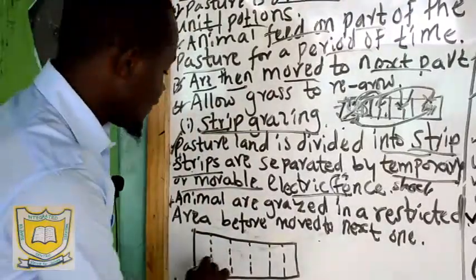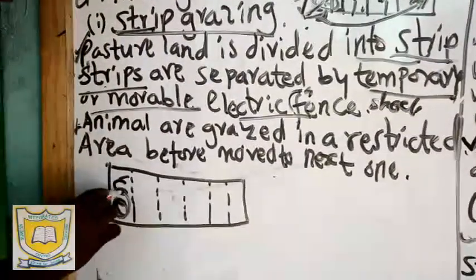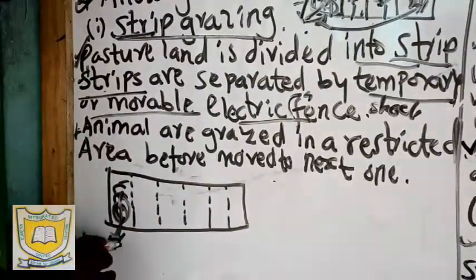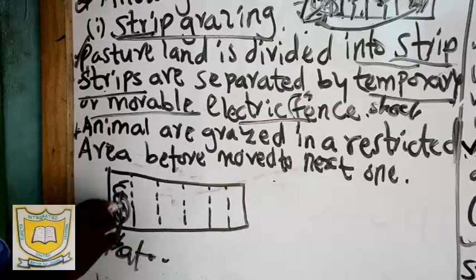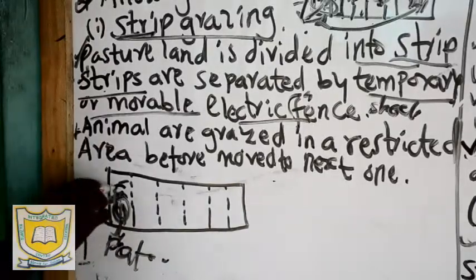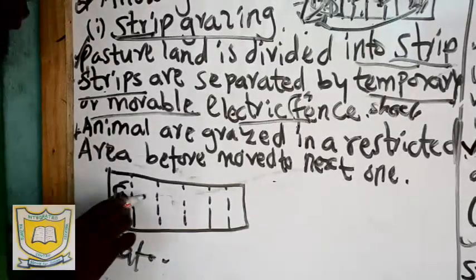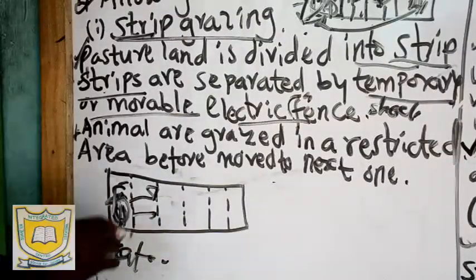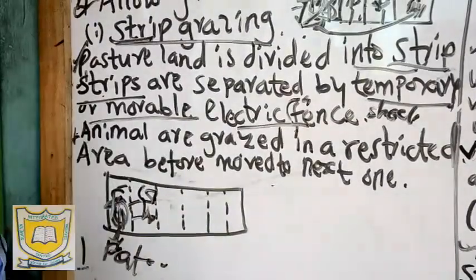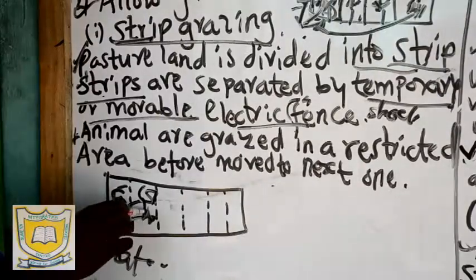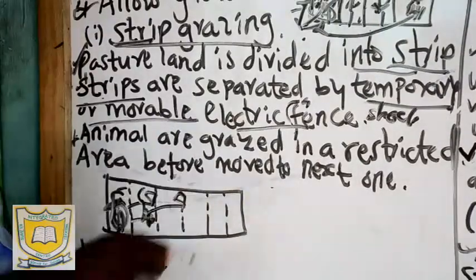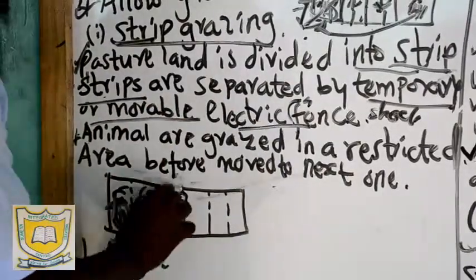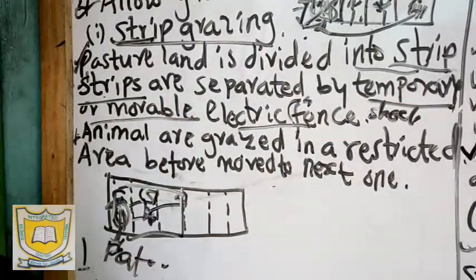So if we have restricted this animal to feed at this area here, we have to ensure that the animal feeds on this pasture until it ends. If it finishes this grass here, now we can move the electric fence to another area, so that the animal starts feeding on the second part of that land. When the animal finishes that, we move the electric fence to another part, so that we say the animal feeds on the restricted portion of land.